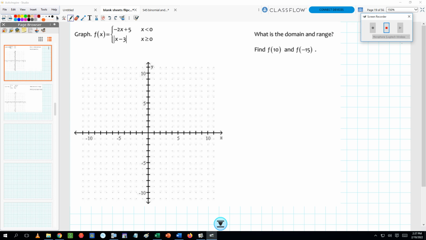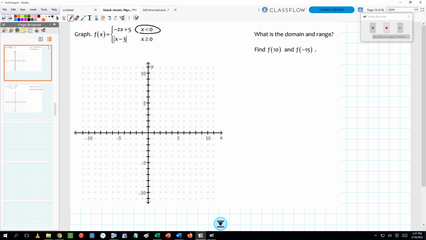Hey, let's do a quiz. Here we're graphing piecewise functions. First one here: f of x is equal to negative 2x plus 5. The only part I want, though, is where x is less than 0. So you have a line, but you only want a part of the line.